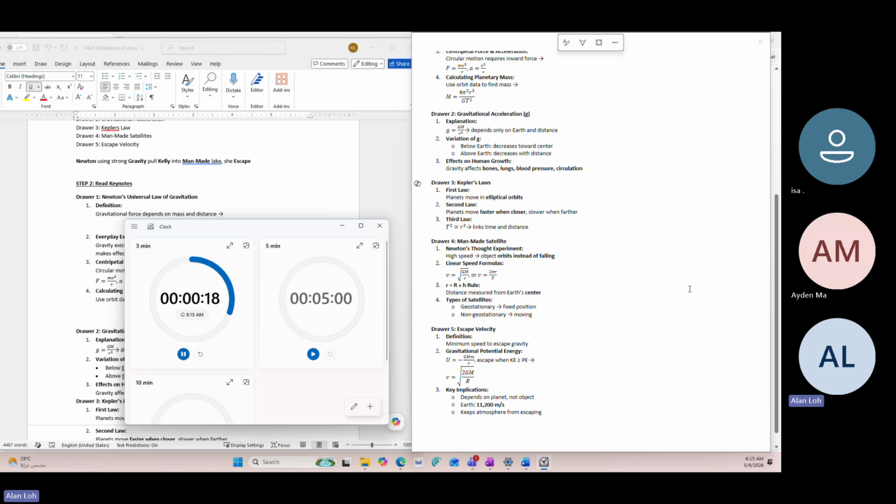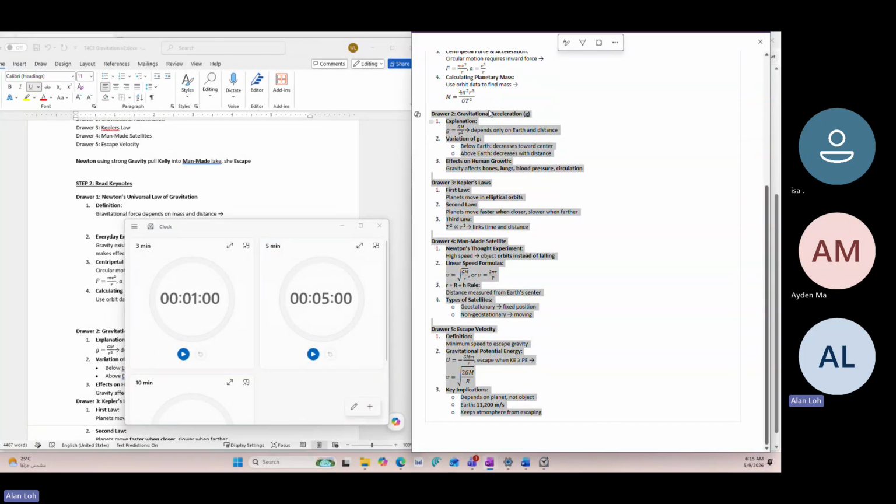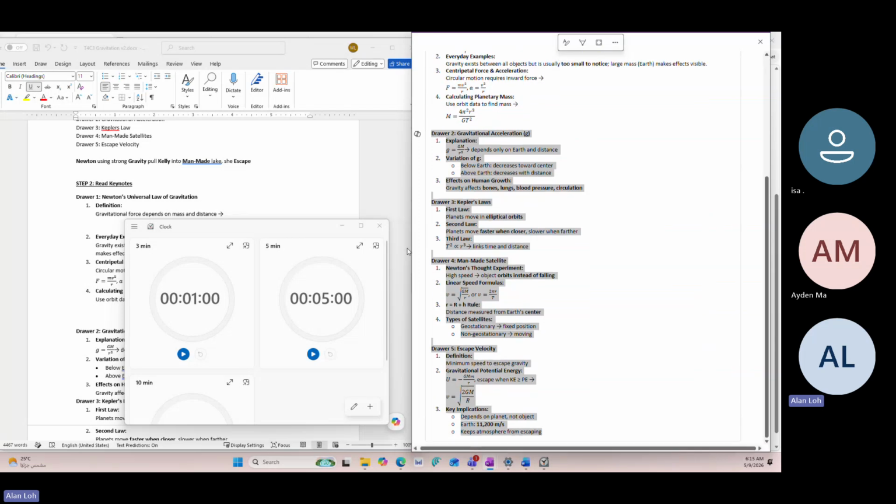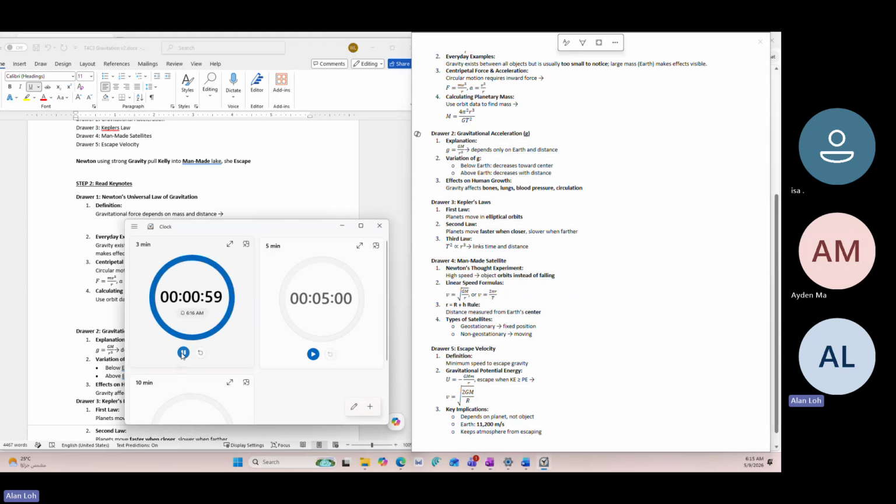Thirty seconds. All right, let's do 5, and whoever wants to continue reading the remaining of the drawers, let me just maximize it. Right, I'll give you 1 minute to read drawer 5 and the remaining.